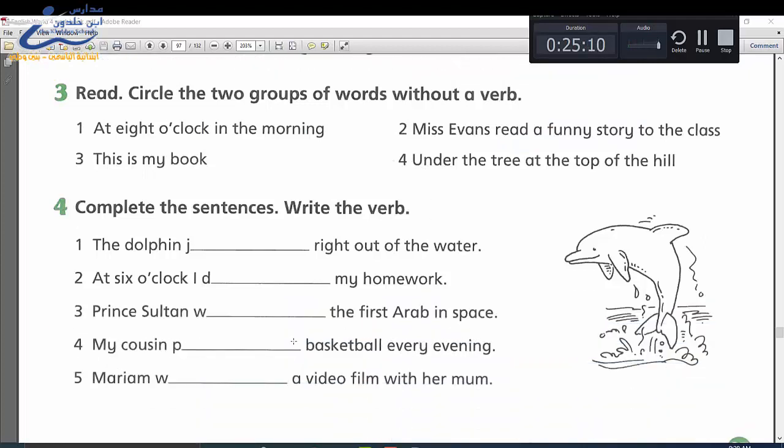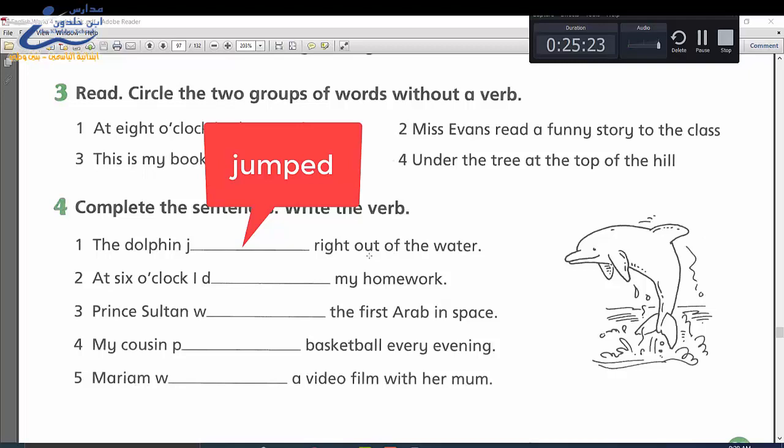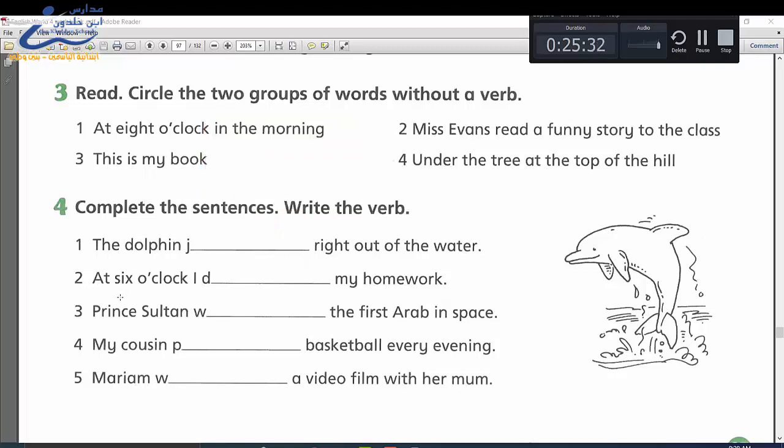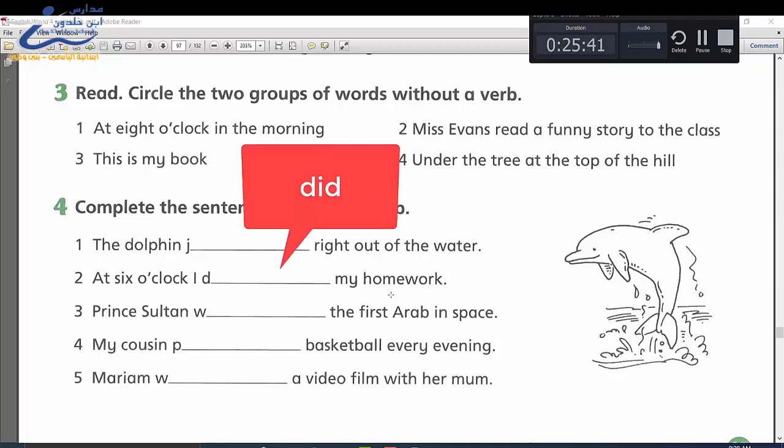Exercise number 4. Complete the sentences, write the verb. Number 1. The dolphin jumped right out of the water. So the missing verb here is jumped. Number 2. At 6 o'clock, I did my homework. Very good.